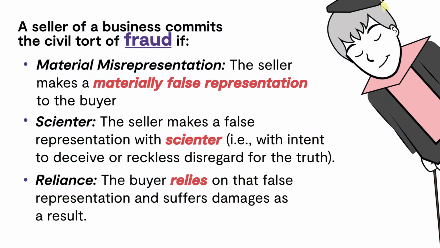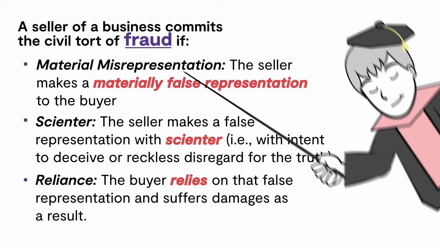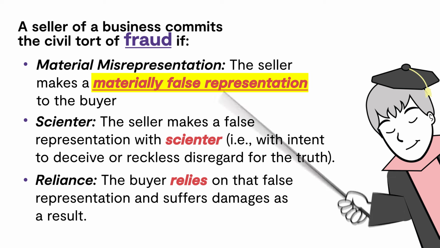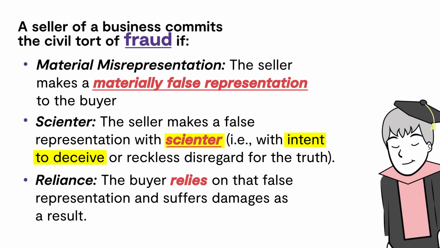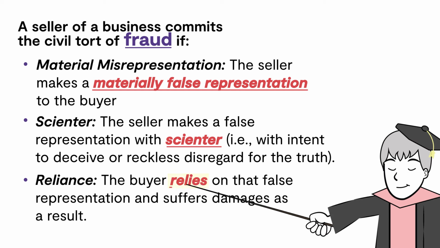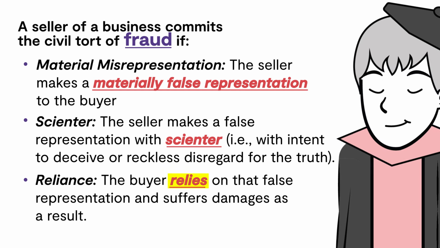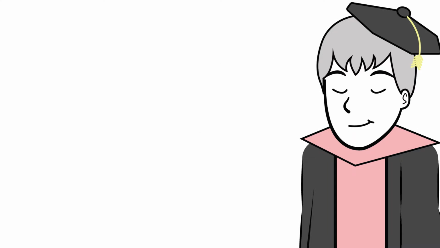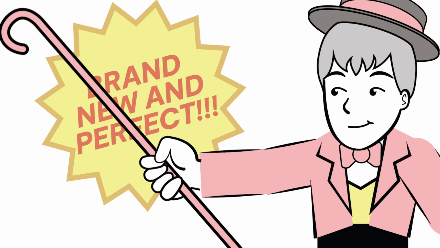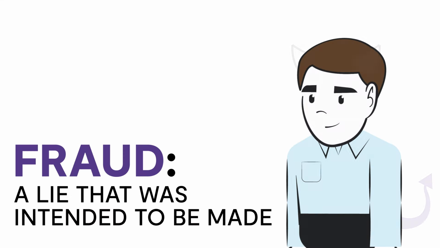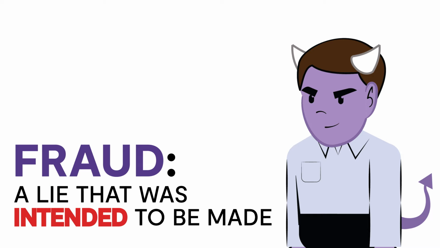It's really very basic, and there are variations from state to state, but generally under state law, a seller commits the civil tort of fraud if they make a materially false representation to the buyer and make that false representation with scienter, with an intent to deceive. In other words, with knowledge that the representation is false, and the buyer relies on that representation and suffers damages as a result. So we're not talking about a mistake or mere exaggeration, and we're not talking about puffery or marketing words. We're talking about a lie that was intended to be made.